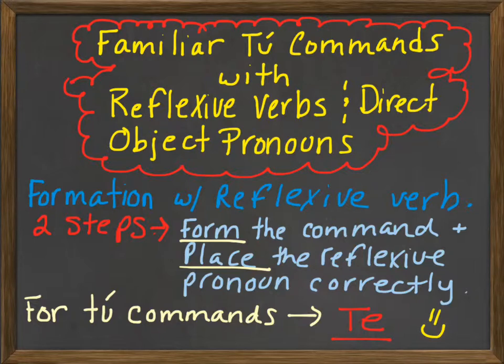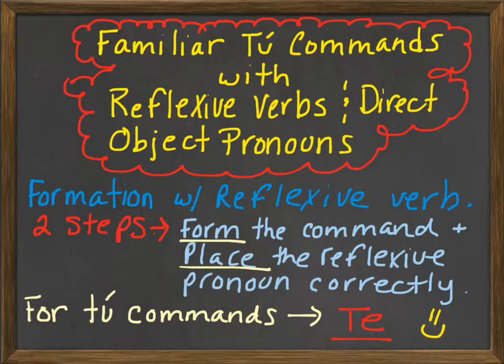So let's look at what happens when we're using the reflexive pronouns with reflexive verbs. Now remember, reflexive verbs are verbs like to wash oneself, to bathe oneself, to brush oneself, like to brush your teeth, wash your hair, whenever you're doing an action to yourself. Okay, so there's two steps. First of all, you need to go ahead and form the command like you normally would.